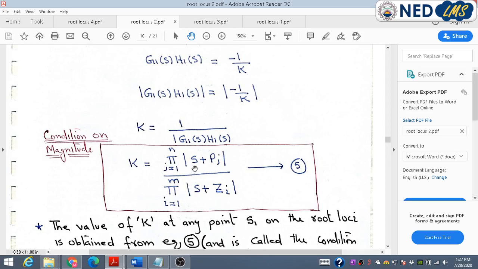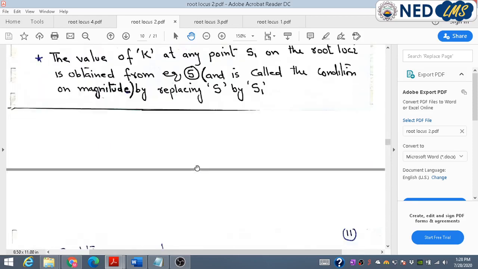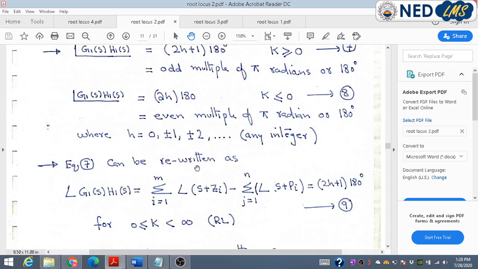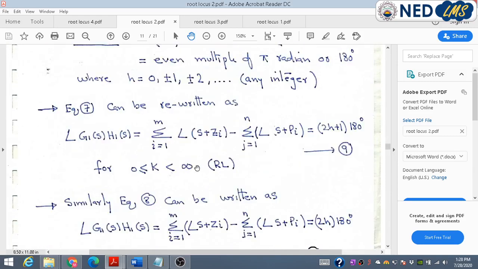If the coordinate of the search point is complex, then we have to discard the angle information and only consider the magnitude information. The value of k depends upon whether the point lies on RL or on CRL. If it lies on RL, then k should be taken as positive. Otherwise, if the point lies on CRL, then the value of k would be negative. The purpose of the condition on angle is to check whether the search point lies on the root locus, whether it is on RL or on CRL.